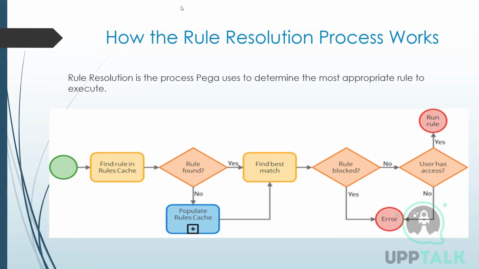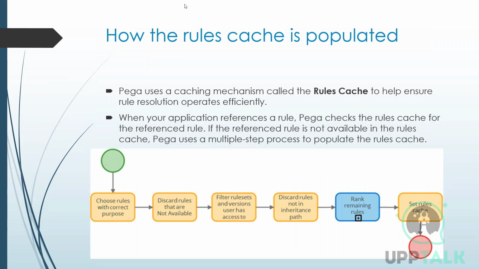This population of the rules cache is also a separate process in itself. It's not like whatever comes into the picture will just be populated in the cache. The system considers this a separate process in order to populate the cache. Let's see that process as well. You can understand this as a subprocess within your RR. It has 6 different steps involved here.